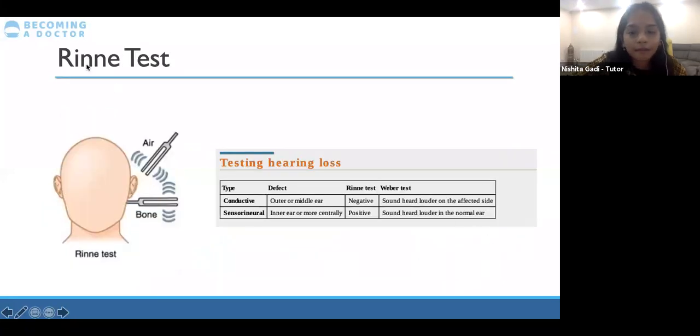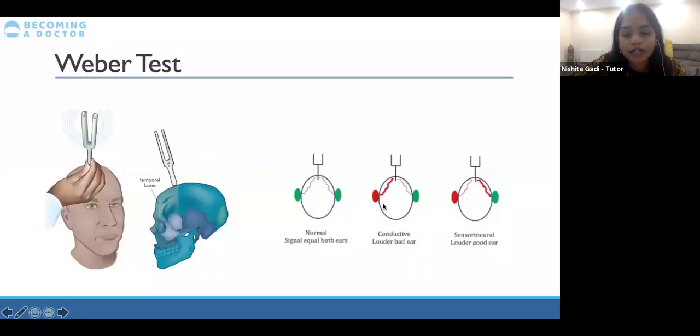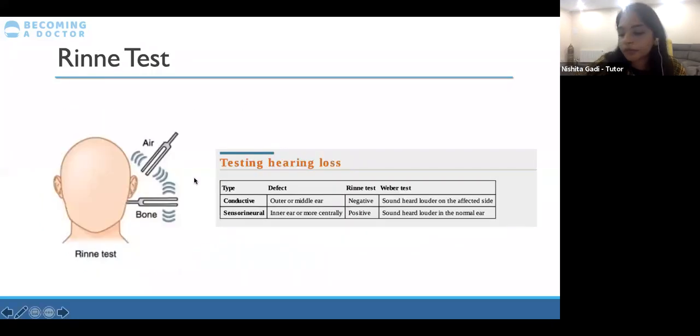Okay, so now the Rinne test, which is the other one. Say you do the Weber test, and then someone tells you, oh, my right ear is louder than my left ear. You won't really know which ear is the bad ear, because in conductive hearing loss, it's louder in the bad ear, but in sensory neural hearing loss, it's louder in the good ear. So you won't really know until you identify whether it's conductive or sensory neural hearing loss. Now the Rinne test.